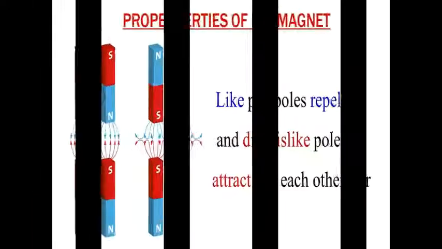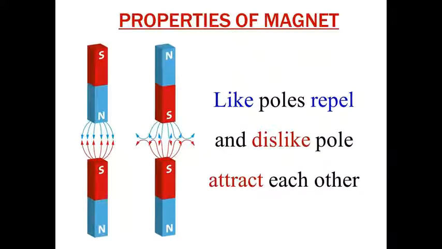Number 4, if you put a magnet in front of another magnet. If you put S pole in front of S pole of another magnet, what do you observe? There are 2 poles but they are like each other. So like poles repel each other, meaning they move apart. But unlike poles attract each other.